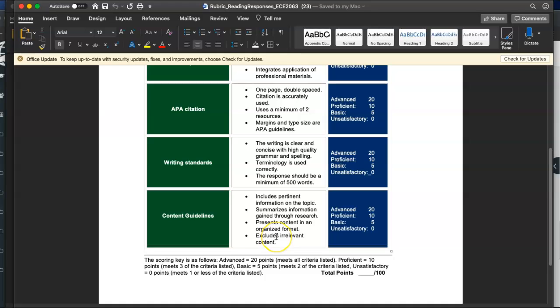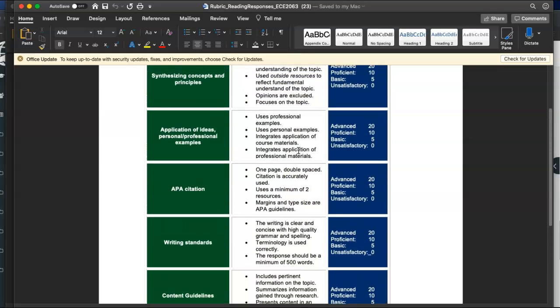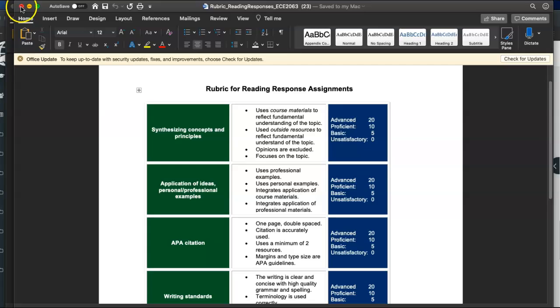Based on this criteria, you need to meet all the criteria in an element to receive 20 points. If you meet 3 of the criteria listed for each element, then you are proficient. If you meet 2 of the criteria, you are basic. And if you meet 1 in an element or none, it's unsatisfactory. So please be sure and use this before you submit your response.